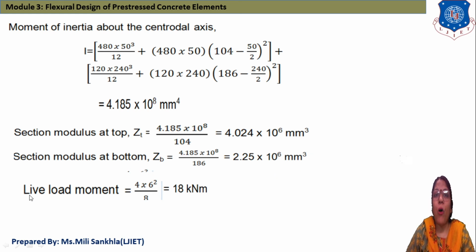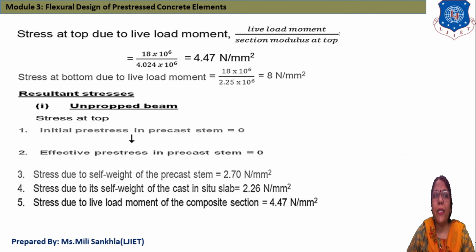Now the live load is given in the data, that is 4, and the span L is equal to 6, so WL square by 8 is equal to 18 kilonewton meter. After finding the live load moment, we find the stress due to the live load moment. Now the next is the stress at top due to live load moment, which is M divided by Z. M we found, and Z again we take at the top level, ZT.